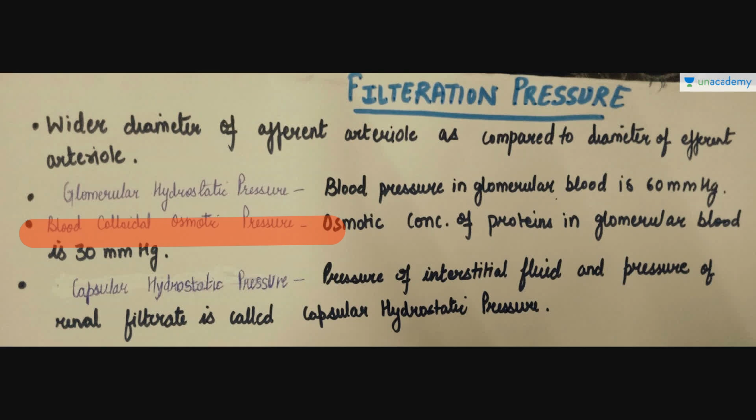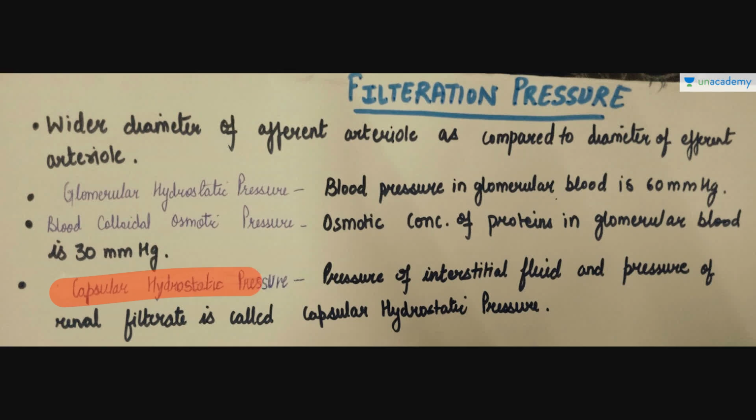Now the blood colloidal osmotic pressure. There are different types of proteins that are present in the blood, for example, the albumin, the globulins, the fibrinogen, etc. These provide a colloidal pressure of about 30 mmHg to the blood.